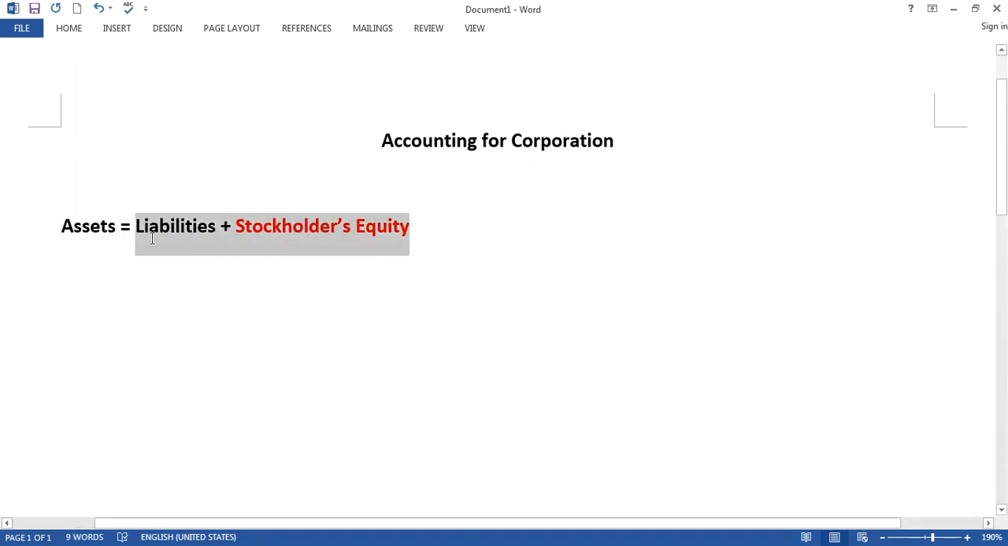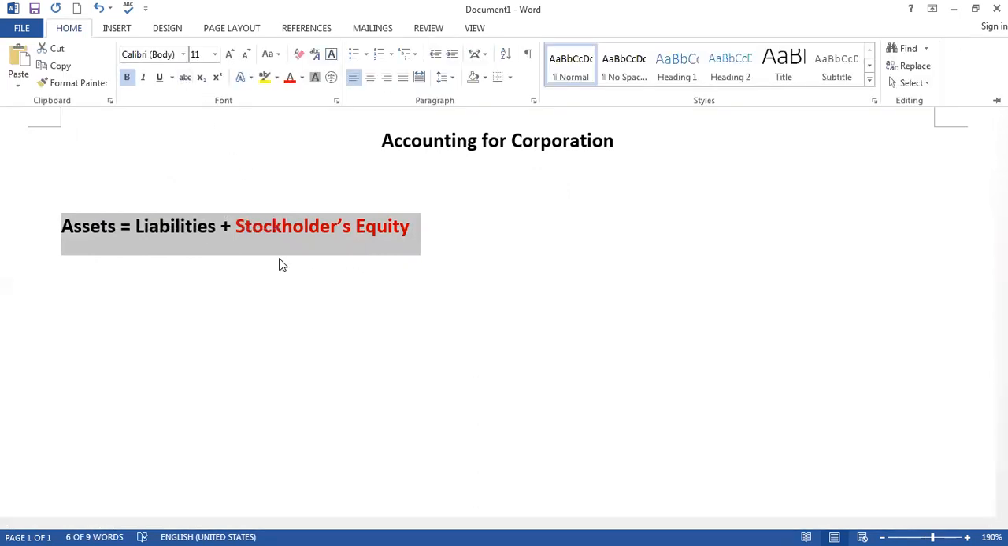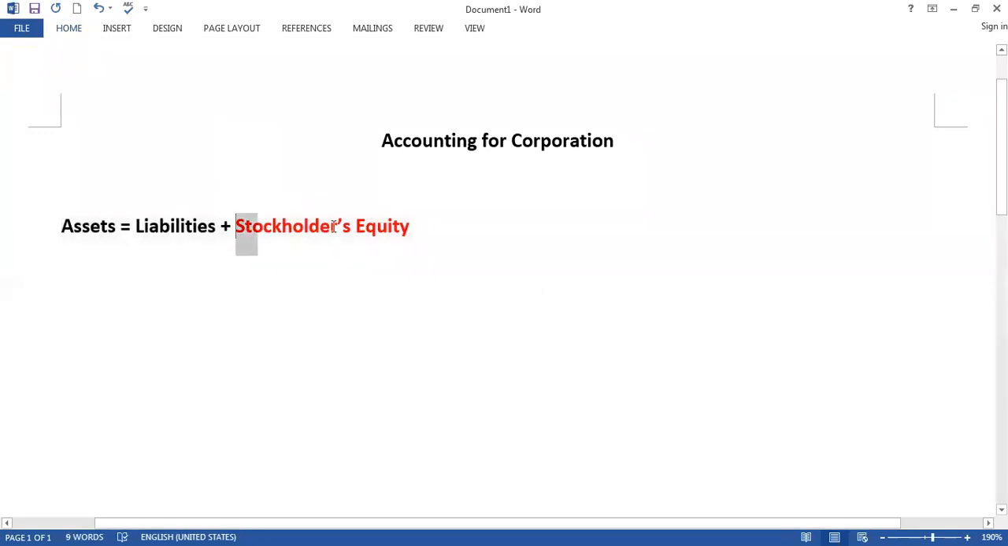So although this is the accounting equation for the corporation, we are not going to talk about every part. We are only going to talk about the stockholders' equity, because last chapter we already talked about the liabilities, right? And what about the assets? You learned that in your Principles of Accounting 1. So we are going to learn in detail about the stockholders' equity in this chapter.